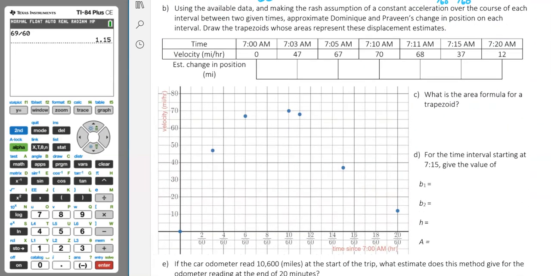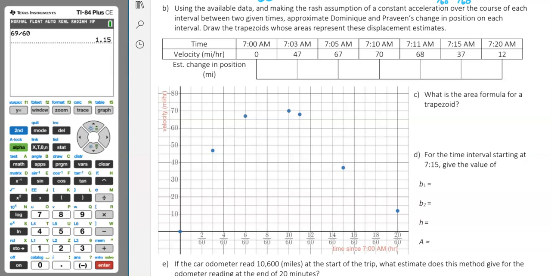Using the available data and making the rash assumption of a constant acceleration over the course of each interval. So we have to make some assumption. Let's just make that one. Approximate the change in position on each interval. Draw the trapezoids whose areas represent these displacement estimates. Okay, so we've got one done.